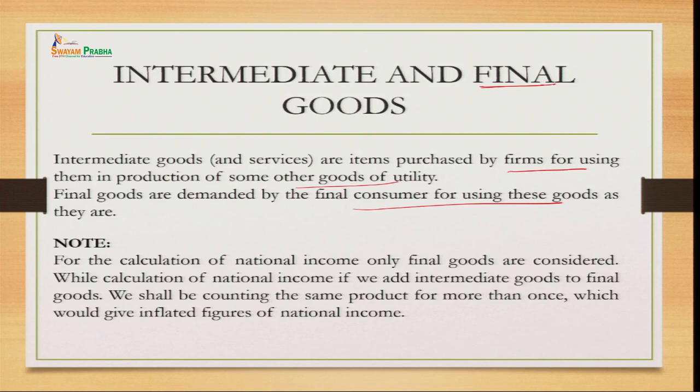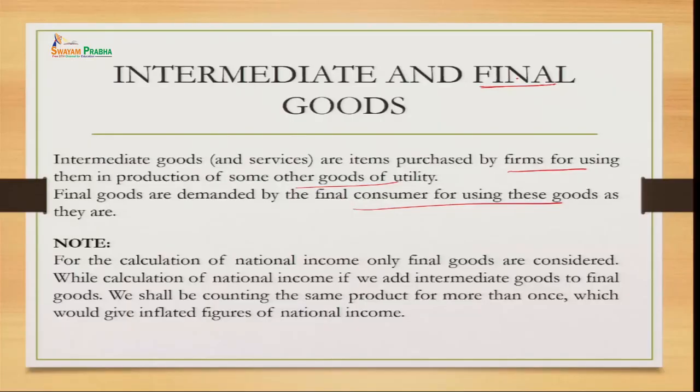Now, this becomes difficult for the calculation of national income: which good should be considered a final good and which an intermediate good, because that usually depends upon the usage. Suppose I am buying a laptop for myself, then this good would be considered a final good because I am using it for my personal use. But if the same computer is purchased by a computer institution, for them it would be considered an intermediate good, because they are going to use it as a resource which helps them provide knowledge to their students. So there is a difference for what purpose you are buying it.